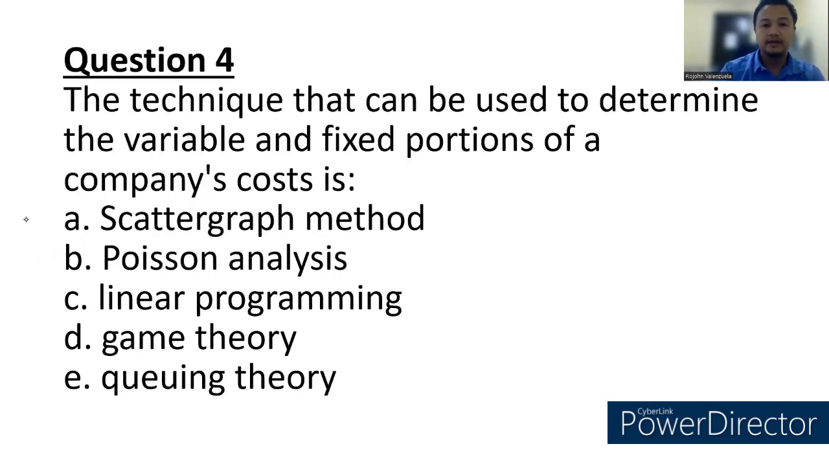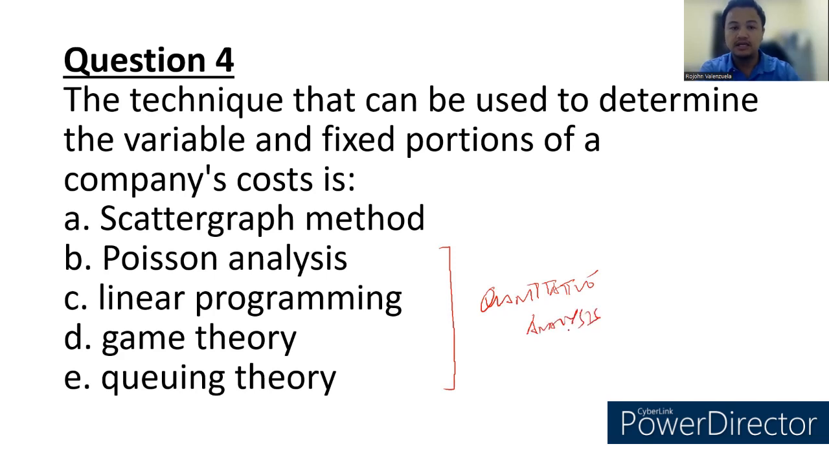Nakakatatlo ka na. Number four, the technique that can be used to determine the variable and fixed portions of a company's cost is A, scatter graph method, B, Poisson analysis, C, linear programming, D, game theory, E, queuing theory. So itong mga letter B hanggang letter E, ginagamit siya sa quantitative analysis eh. Hindi siya ginagamit for splitting mixed costs. So ang sagot natin, letter A.